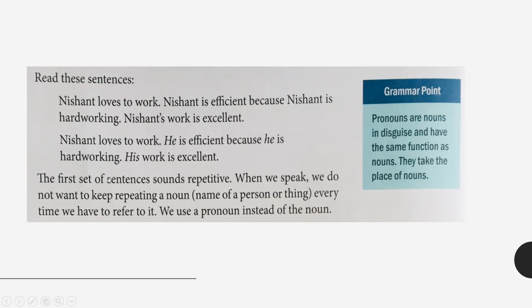Let's see. The first set of sentences sounds repetitive. When we speak, we do not want to keep repeating a noun, that is the name of a person or thing, every time we have to refer to it. And so we use a pronoun instead of a noun. So that's what I have explained to you. Pronoun is a word which is used instead of a noun when we don't want to repeat the noun again and again.